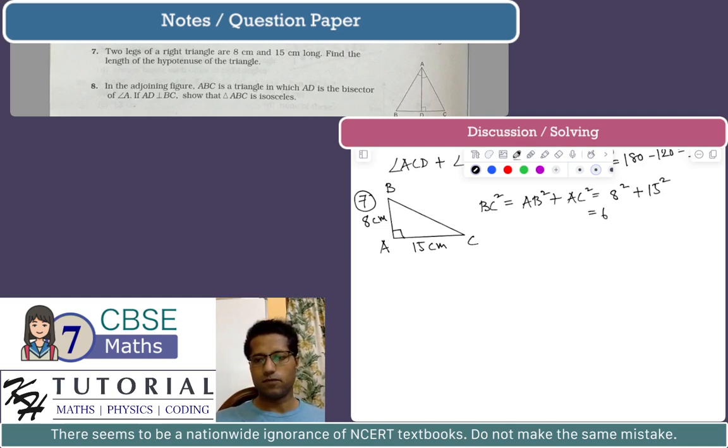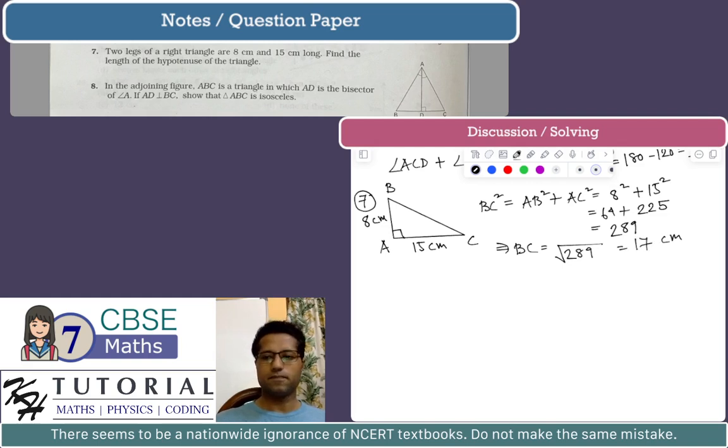This is equal to 64 plus 15 square, which is 225. This is equal to 289. So this implies the length of BC, or the hypotenuse, is equal to square root of 289, which is equal to 17. So the length of the hypotenuse is 17 centimeters.